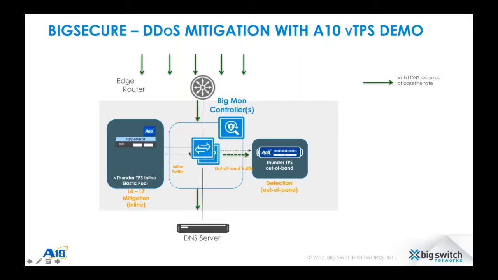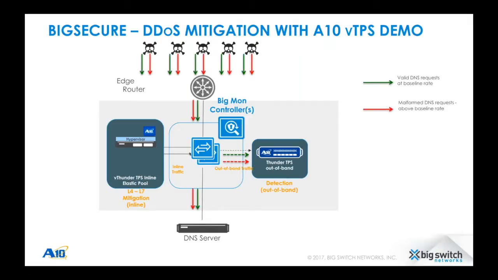Now, initially in peacetime, we don't really need to have rules matching traffic to send to these VNFs. All we need at this point is to send the traffic out of band, to mirror that traffic and send it to the out-of-band TPS for detection purposes.